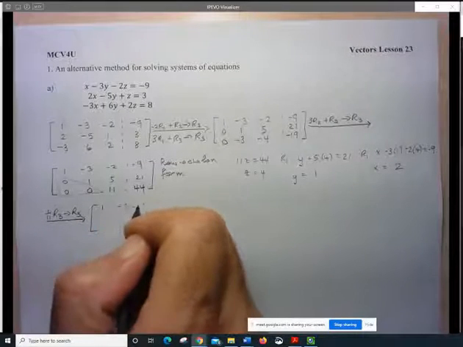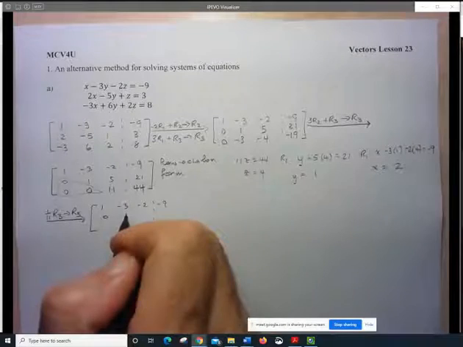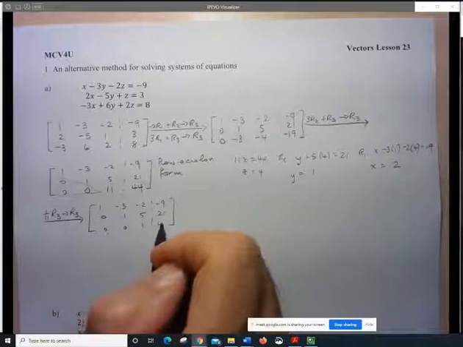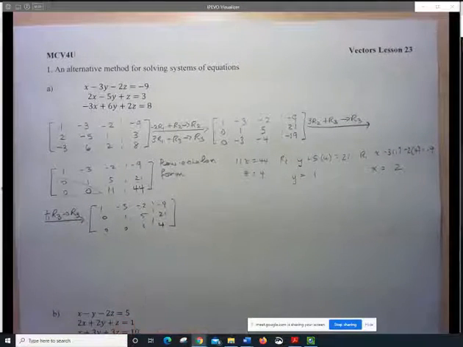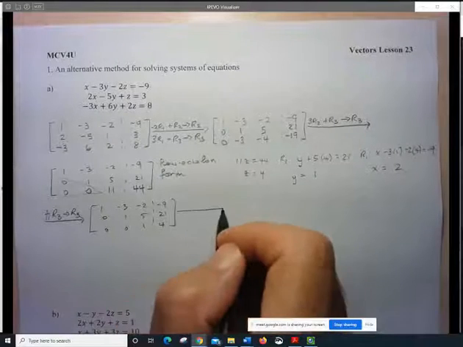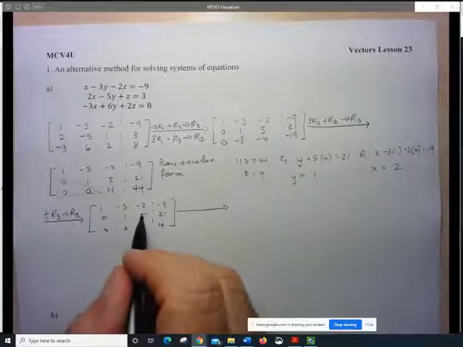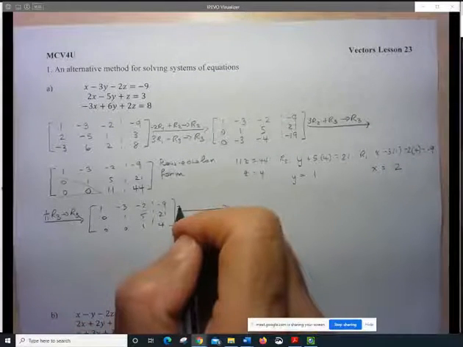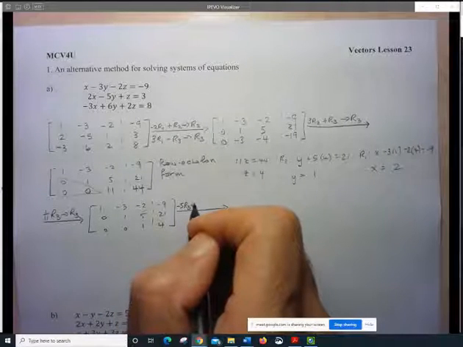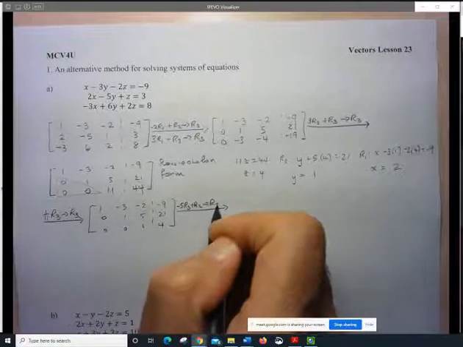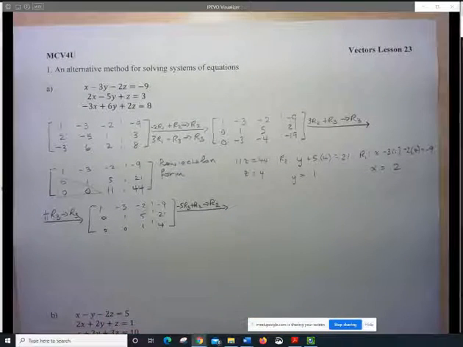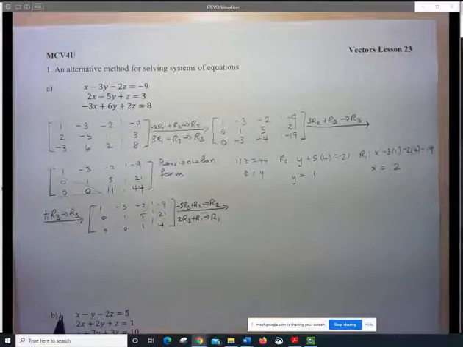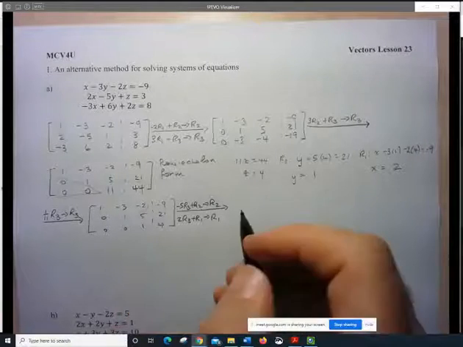And so 1, -3, -2, -9, 0, 1, 5, 21, 0, 0. This now becomes 1, and this becomes 4, which makes sense. Z equals 4. And now, like I said, I'm going to go backwards. I'm going to use row 3 to help me eliminate this term and that term. So I'm going to do -5 R3 plus R2 and replace row 2 because I want to get rid of the 5. Then I'm going to do 2R3 plus R1 and replace R1 to get rid of the -2.